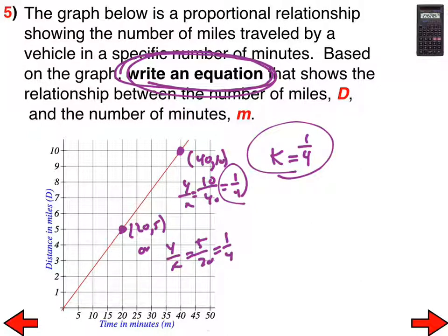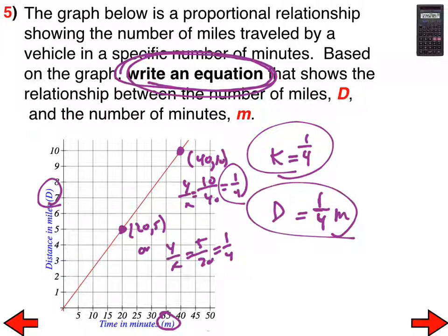Here's mistake number 2. Please let me know when you figure out what that mistake is. We're asked to find the equation, so it would be y equals 1/4 x. No. What is it? D equals 1/4 M. Yeah. And the reason why I'm doing this is because these are the common mistakes that some of you are going to make as you're going through this. There's D. There's M. So it should be D equals 1/4 M.